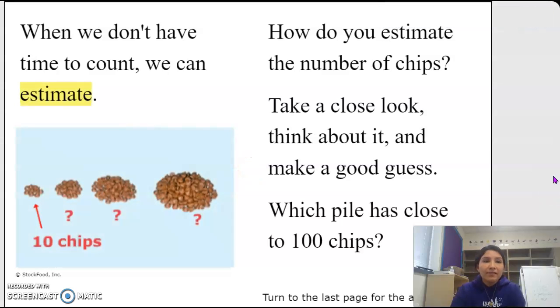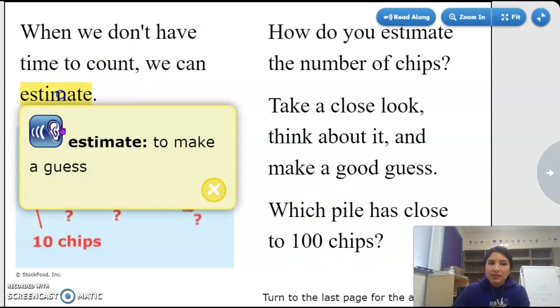When we don't have time to count, we can estimate. How do you estimate the number of chips? Take a close look, think about it, and make a good guess. Which pile has close to 100 chips? Before we talk about this, let's talk about the word estimate. Estimate. To make a guess.